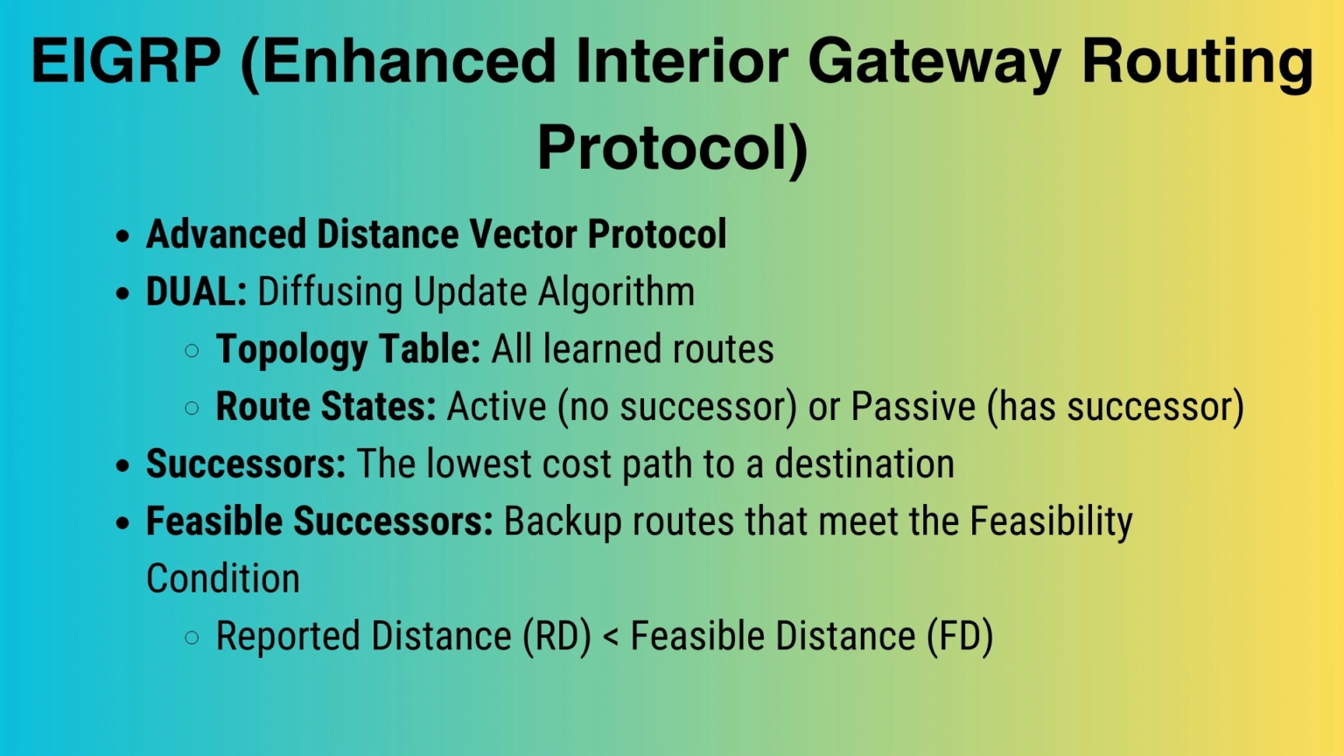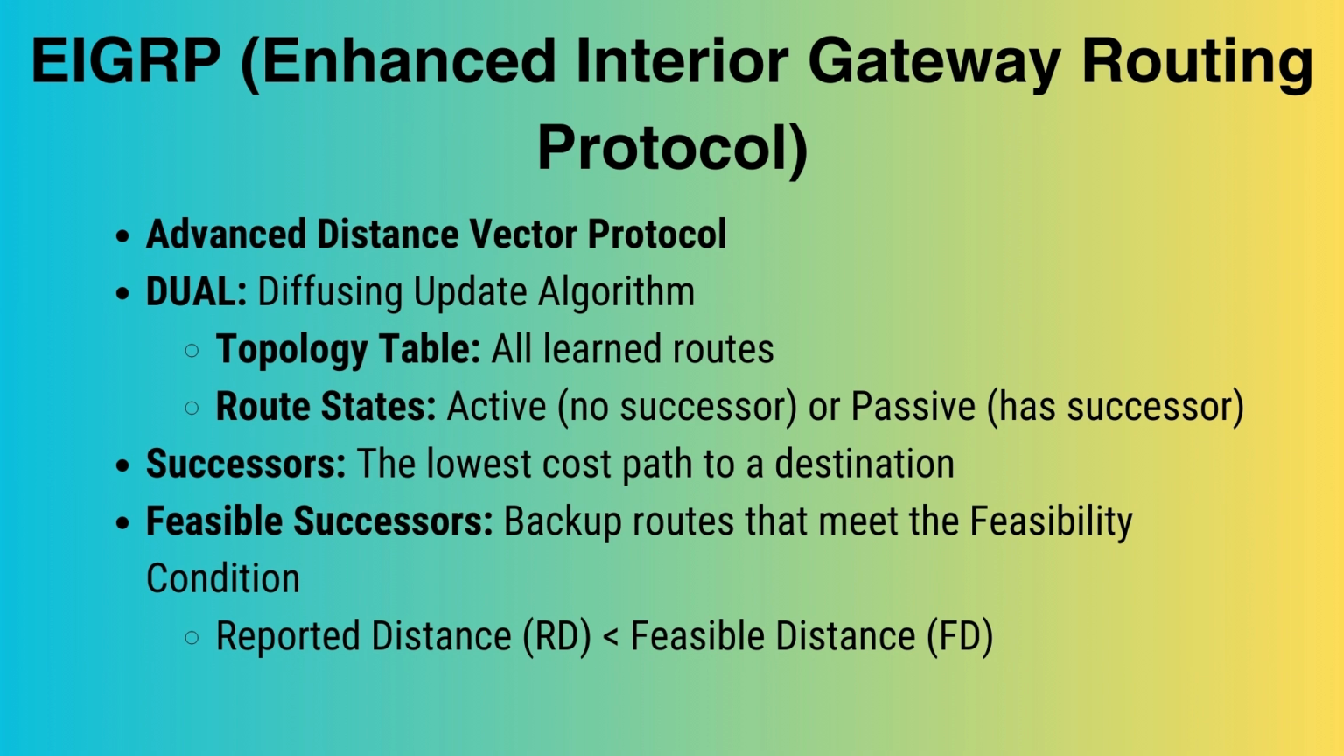EIGRP is an advanced distance vector routing protocol, offering rapid convergence and efficient network operation. EIGRP uses the diffusing update algorithm, DUAL, to ensure loop-free and efficient route computation, maintaining a topology table with all learned routes and managing them through route states. Routes in EIGRP can be in either an active state, where no feasible successor exists, or a passive state, where a successor route is available.